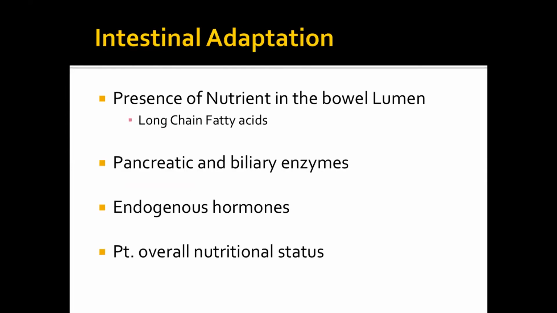The process of adaptation or rehabilitation is promoted by many factors. The presence of nutrients in the small bowel lumen, mainly long-chain fatty acids and essential amino acids, pancreatic and biliary enzymes, endogenous hormones, and patient overall status, nutritional status. Patients who are well supported by PN have better chance of being rehabilitated quickly.